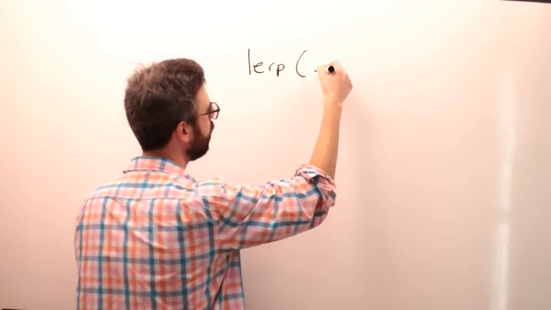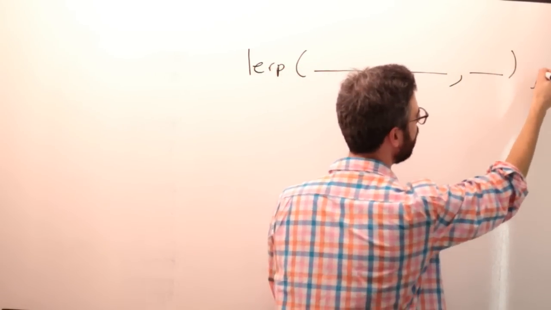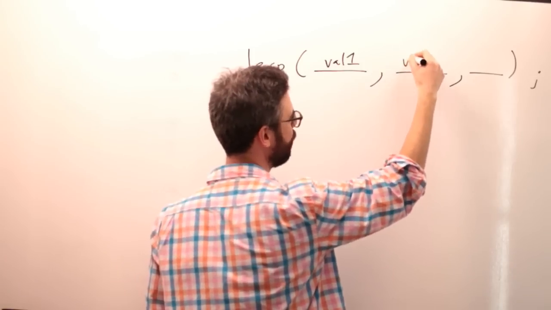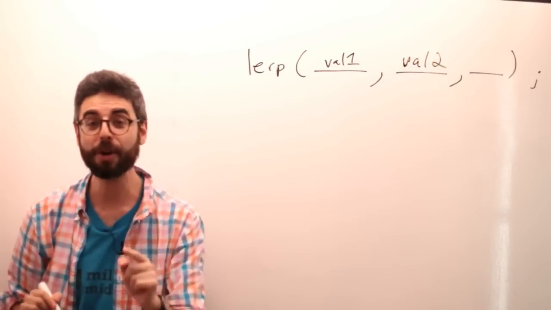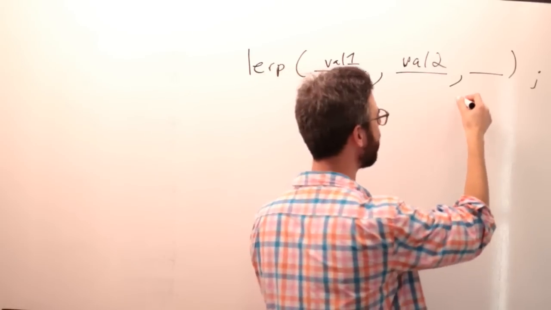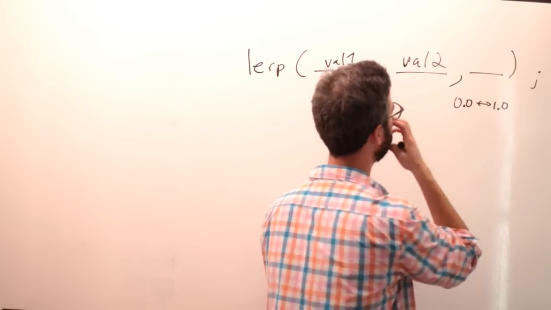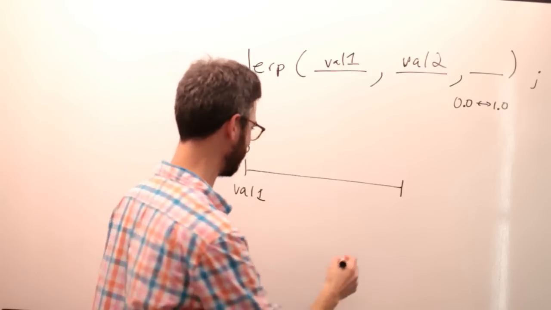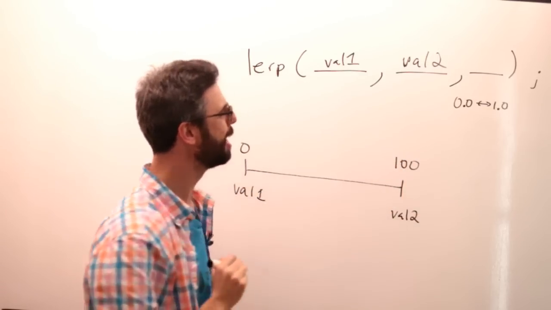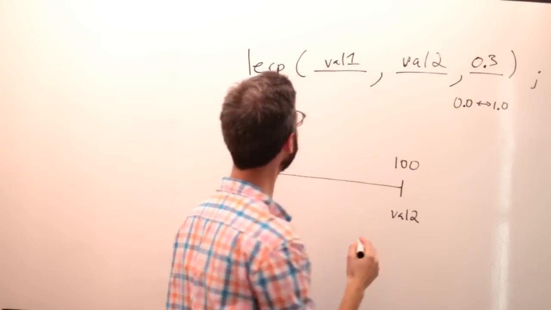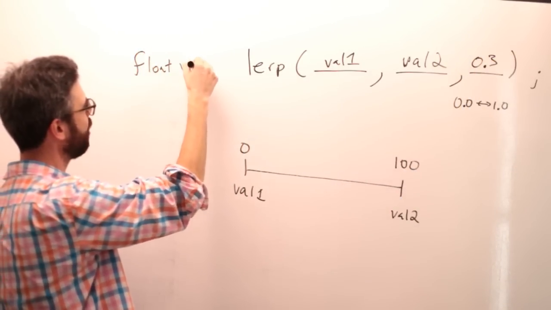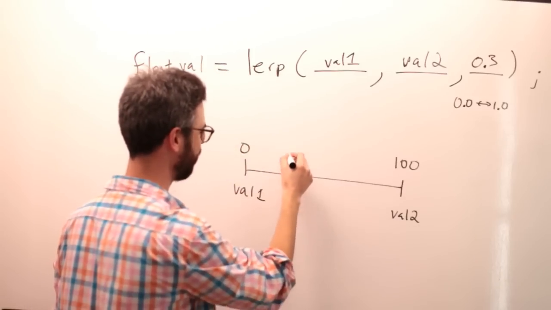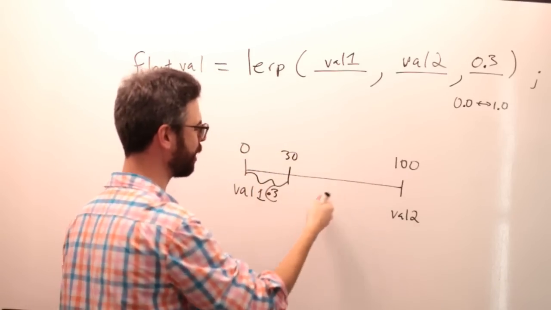So the Lerp function requires three arguments. The first argument is one particular value. I'll call it val1. The second argument is another particular value. Call it val2. And the third argument you could think of as a percentage, some value between 0.0 and 1.0. So if val1, let's make an easy scenario, happens to have the value 0, and val2 happens to have the value 100, and you put in 0.3 here, and you say float val equals, val will have the value, say it in your head because you probably can figure it out, 30. Because 30 is 0.3 or 30% along the way between 0 and 100.